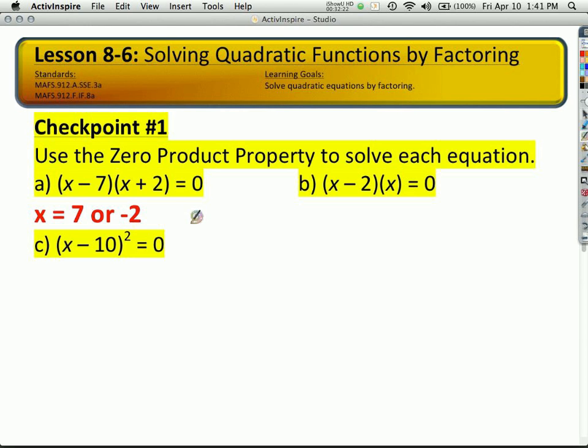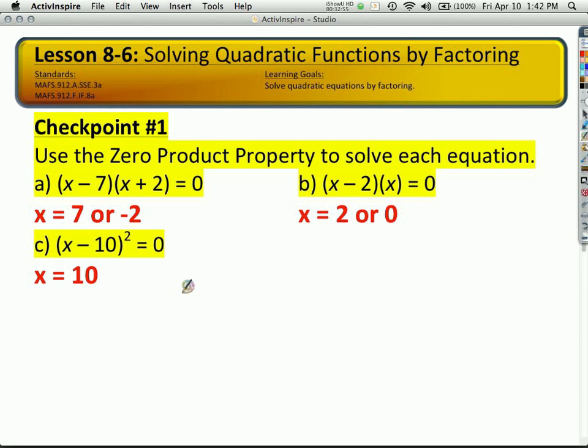Part B, what did you get? We'll start with Tyler and then Yasmin. I got x equals 2, semicolon, 0. X equals 2 or 0, or 2 and 0. What about part C? We got Gary and then Isabella. X equals 10. Very good. Anyone have any comments, questions, concerns?